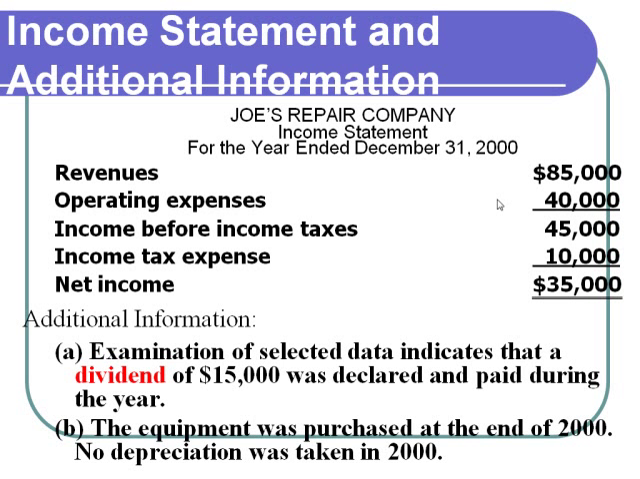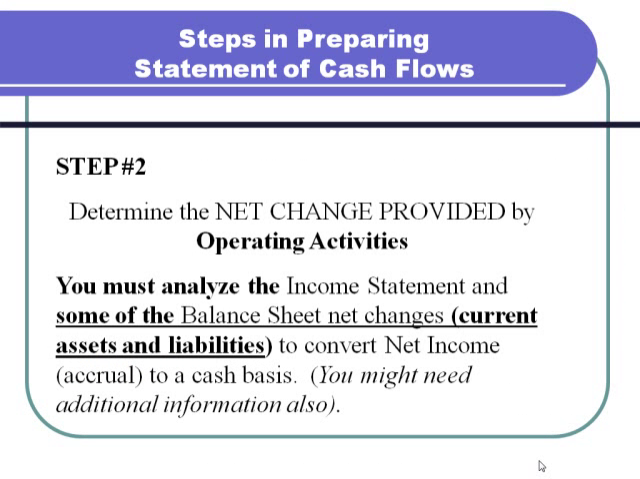So the first note, the company paid a $15,000 dividend. They declared it and they paid it in the current year. Again, most startup companies don't pay dividends right away. Second note, the equipment was purchased at the end of the year, so therefore no depreciation was taken. And this is just a way to make the problem a little simpler for this first round.